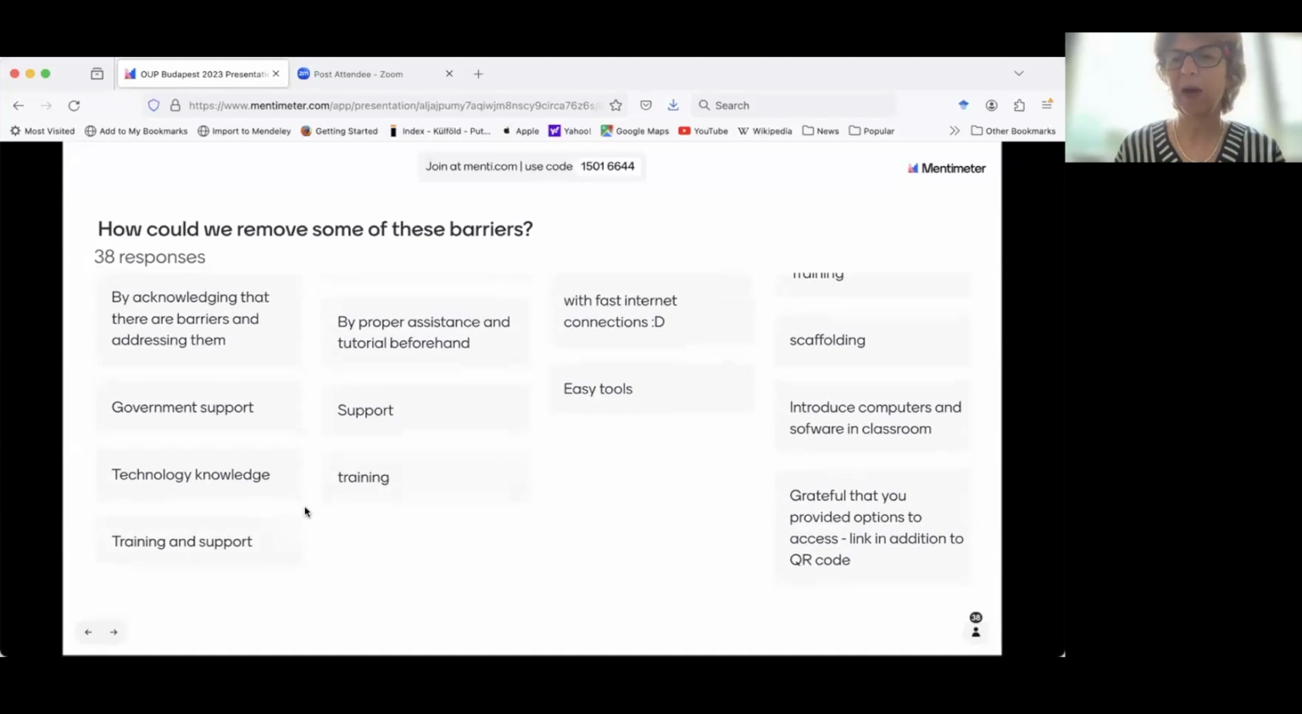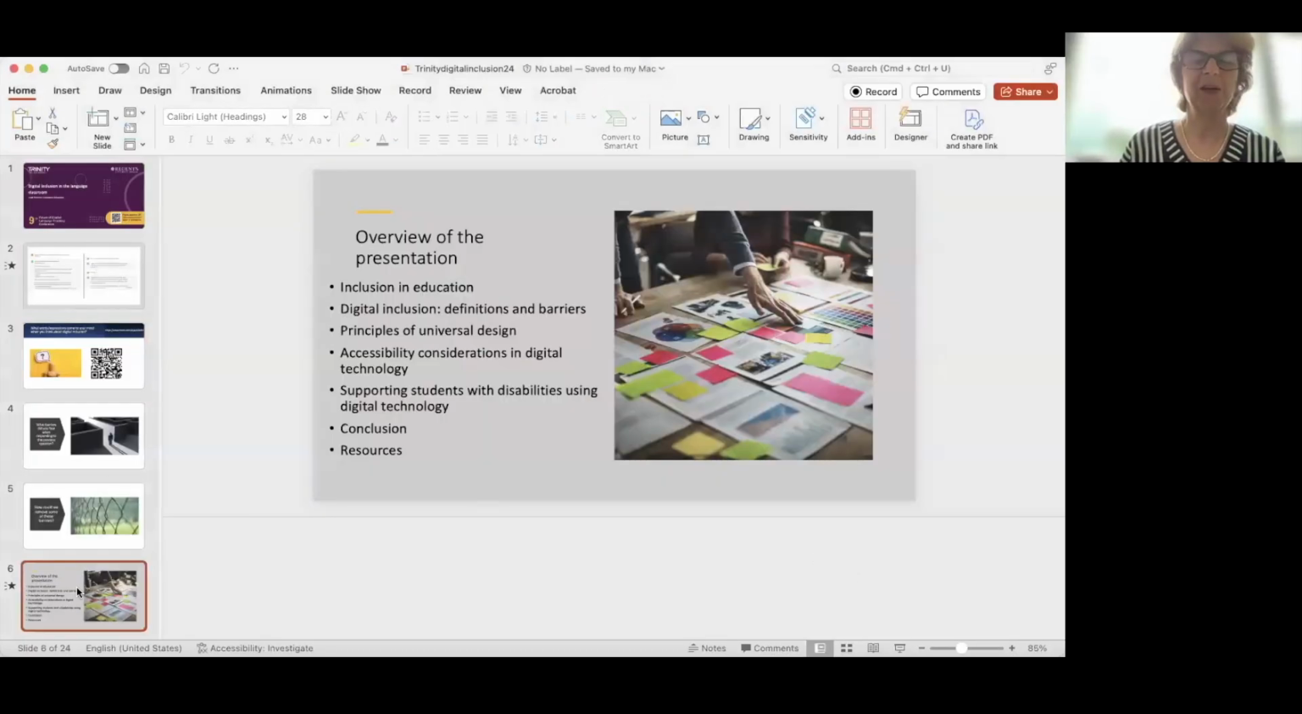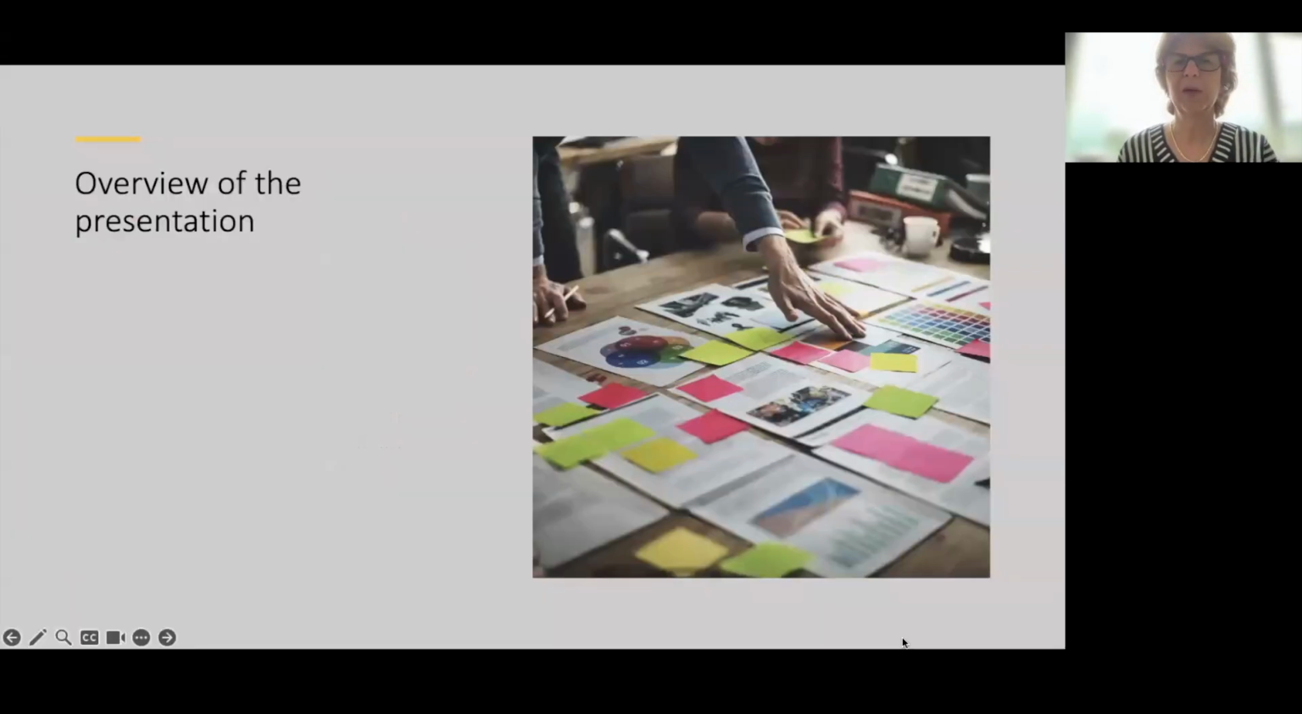Yeah, and you said I provided options to access. And in a classroom, obviously, for example, I would allow students to write down the answers on paper, perhaps, right? Okay, good. So let us see what exactly digital inclusion then is, right? Because you mentioned that you had some difficulties with the term, right?